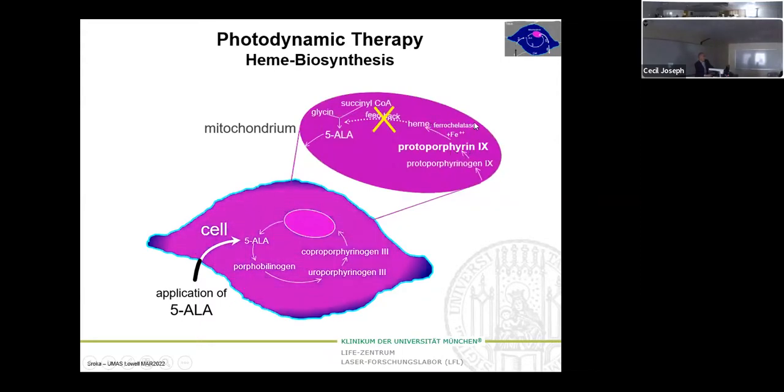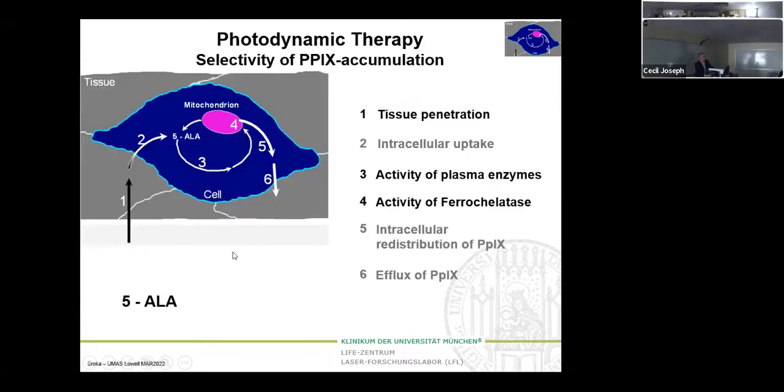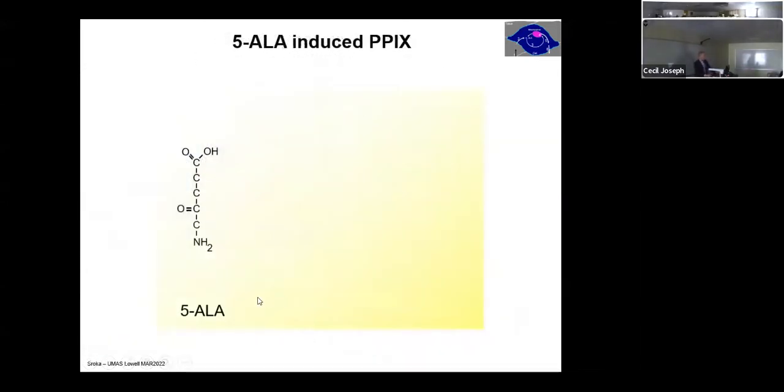Interestingly, in a lot of tumor cells, the ferrochelatase activity is also reduced. So this bottleneck we use also. We have a high tissue penetration for this nice little molecule with a good cellular uptake. We have high activity of these enzymes, especially in the tumor cells. The activity of the ferrochelatase is reduced. The distribution within the cell is also a little bit reduced, and the efflux of PP9 out of the cells is reduced. So we have a nice accumulation there.